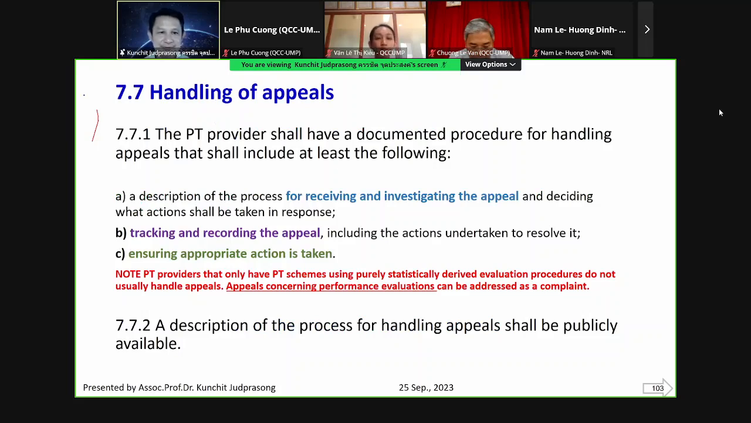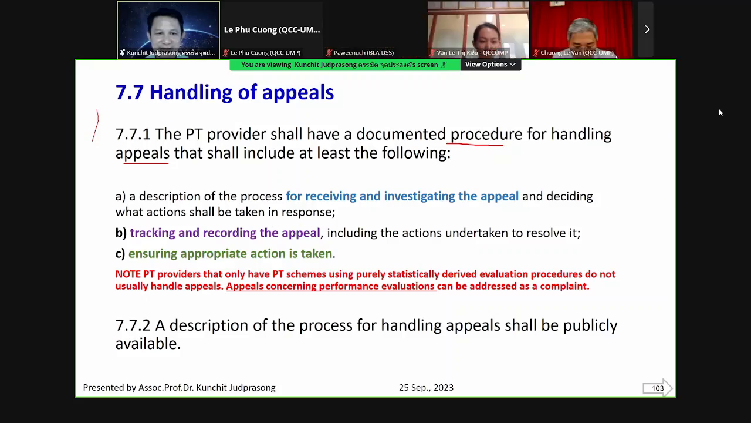Handling of appeal. The PT provider shall again have a documented procedure for handling appeals, similar to complaints. That shall include at least a description of the process for receiving and investigating appeals, deciding what action shall be taken in response, tracking and recording appeals, and ensuring the appropriate action is taken. For a PT provider that only has a PT scheme using purely statistically derived evaluation, Dan already mentioned this is new: an appeal containing performance evaluation can be assessed as a complaint.